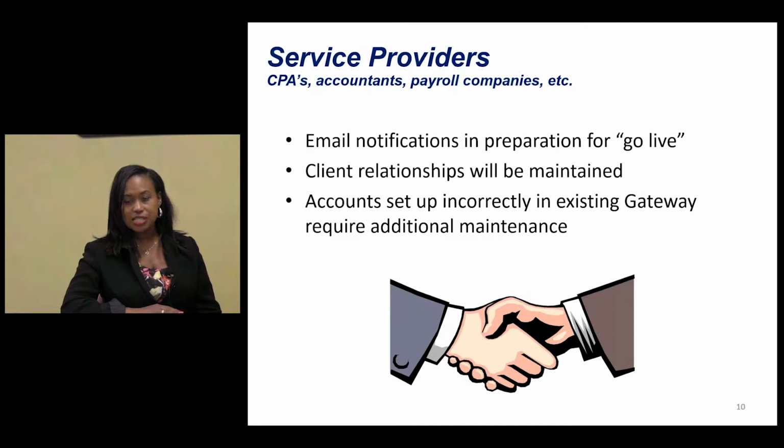You must request business access to all companies that you file tax returns for. The filing administrator that I mentioned earlier will have to approve that access for each entity that you do not already have an established relationship with. So if you were not already linked to the account in the existing gateway, it requires additional maintenance to establish that relationship for the first time in the modernized gateway.